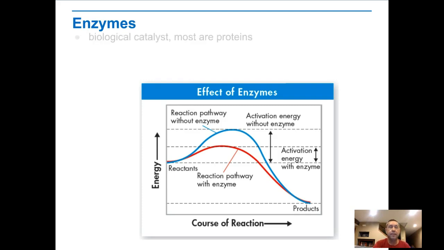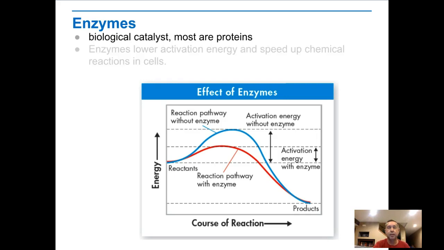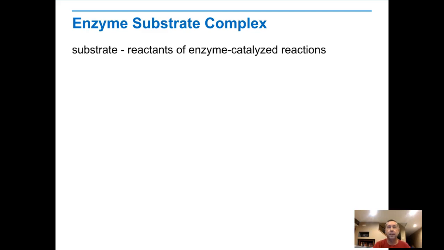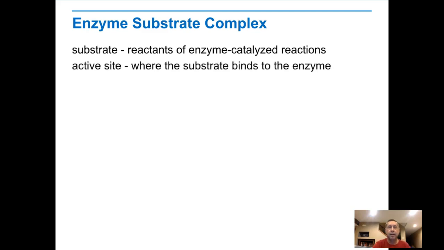So what are enzymes? Enzymes are biological catalysts. Most of them are proteins. And they lower activation energy and speed up chemical reactions that occur in the cells of living things. So to do this, they form what's called an enzyme substrate complex. So the substrate are the reactants in the enzyme catalyzed reaction. An important part of this is the active site.